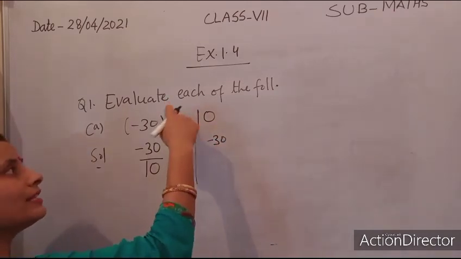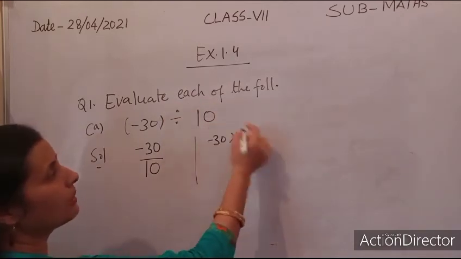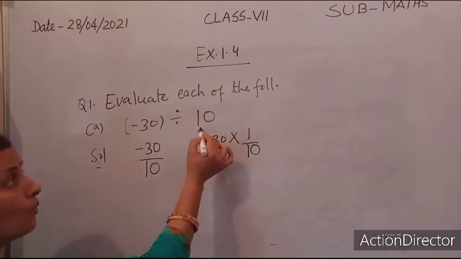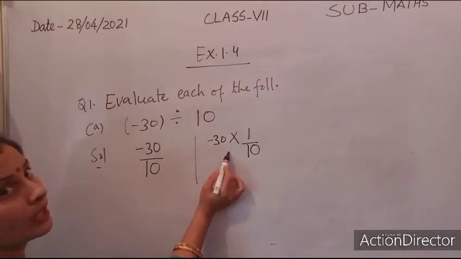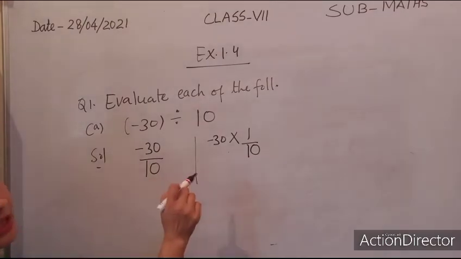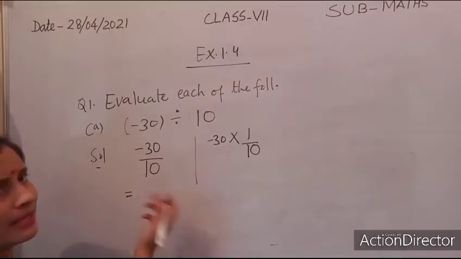The second method is minus 30. We will just convert this division sign into multiplication, and then it will become the reciprocal. Okay. So we can write the same question in this way. Either we can solve this question by this method or by that method. Understood? So the answer will be the same.